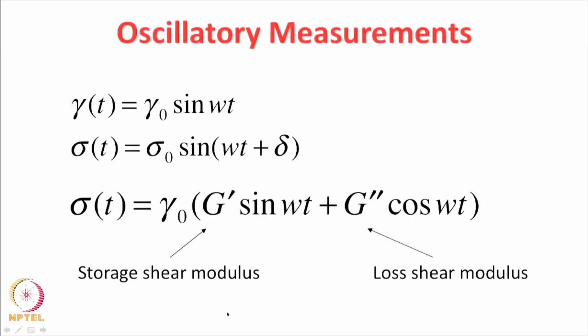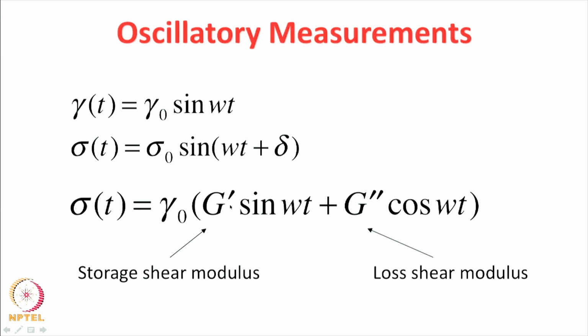So, I can break down this particular expression, expand it, and write sigma of t, this overall stress, as gamma naught into G prime sin omega t. So, this component is in phase with the strain field. You have gamma naught sin omega t, and this is gamma naught G prime sin omega t, plus G double prime cos omega t.